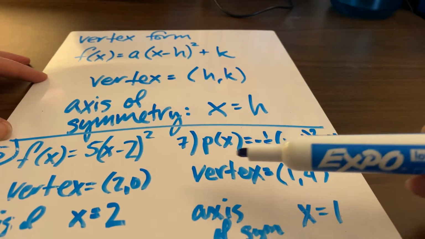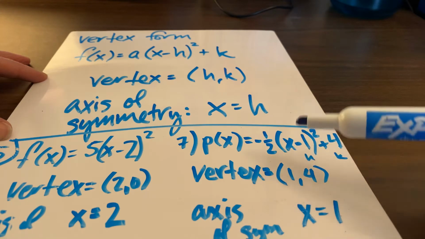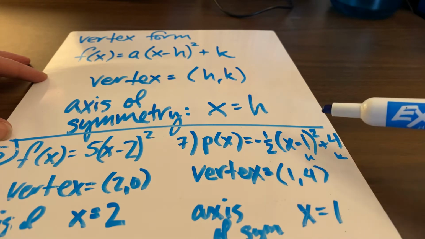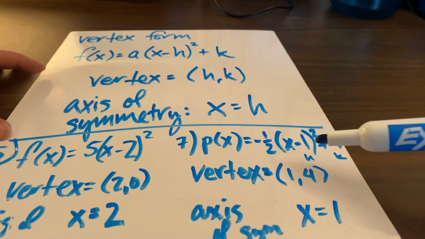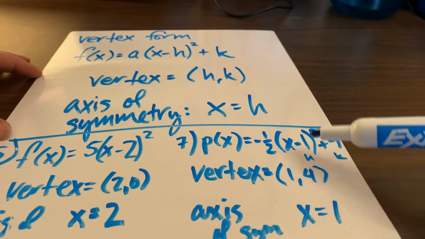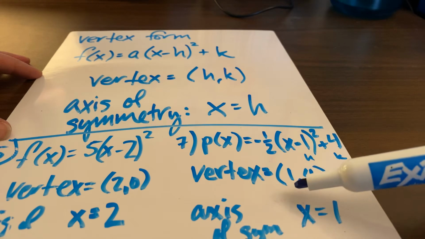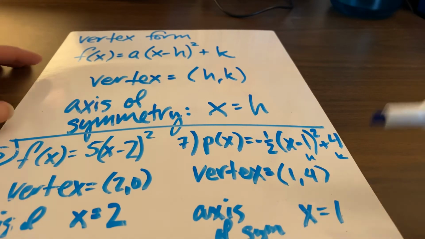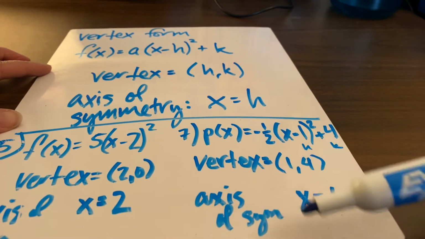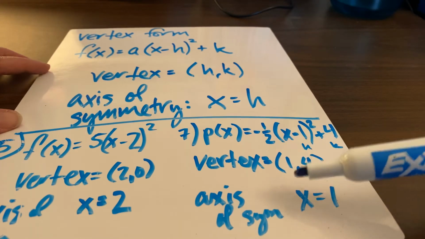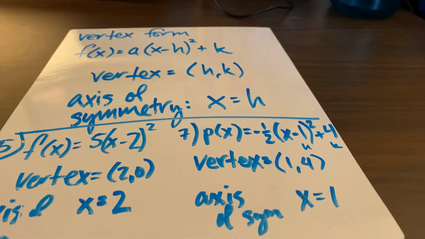Let's say you have p of x equals negative 1/2 times the quantity x minus 1 squared plus 4. The h is 1, k is 4, and so your vertex is just 1, 4. And your axis of symmetry is x equals 1, because that's the x coordinate of your vertex.